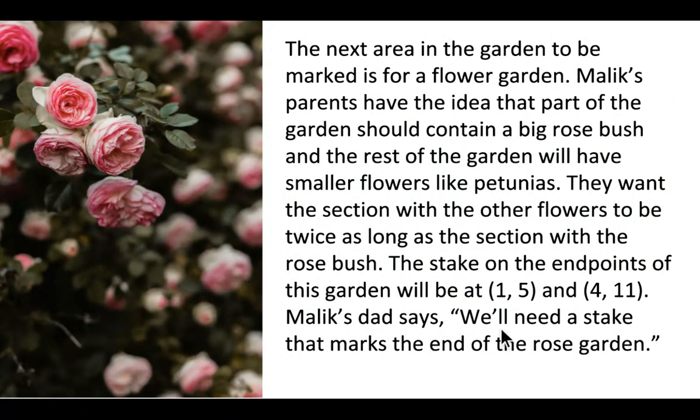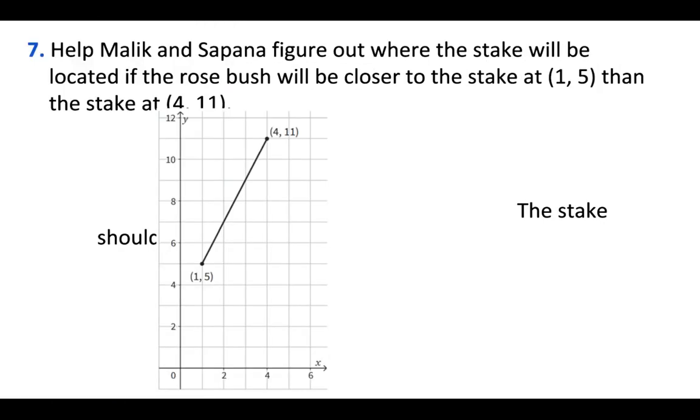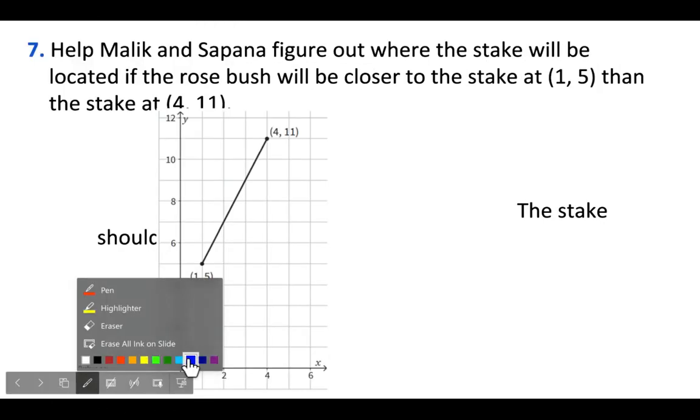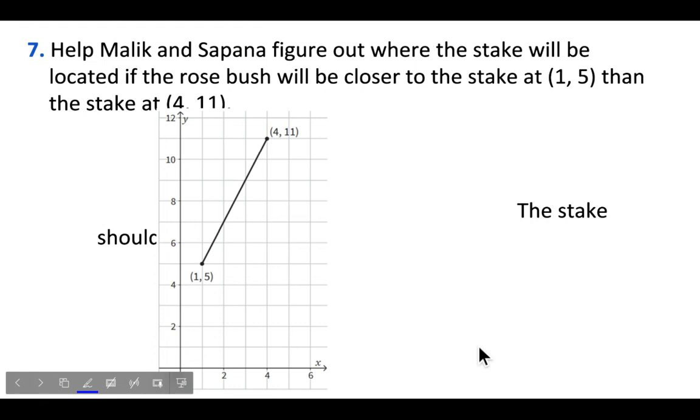And we have to figure out if the stakes are on the endpoints of 1, 5, and 4, 11. So again, if you need to go back to your original, it's on that picture, on the very front of your notes. But we'll look at a close-up in 1 second. Malik's dad says we need a stake that marks the end of the rose garden. Okay, so here are our stakes right now. And it's kind of a blow-up of the picture that you had before.